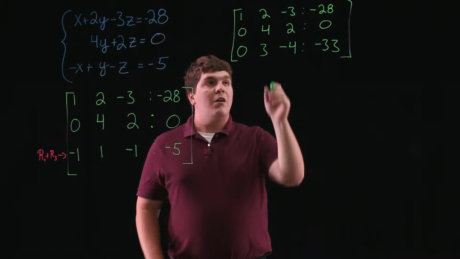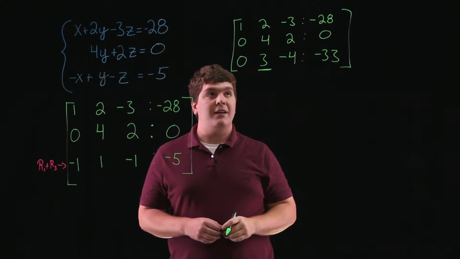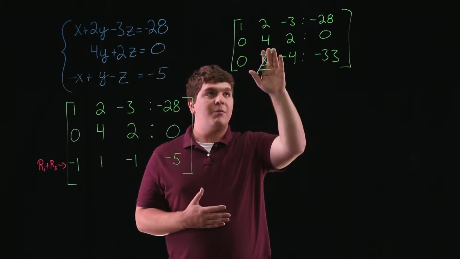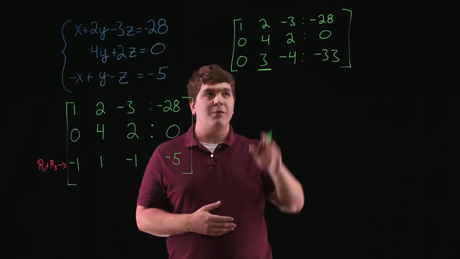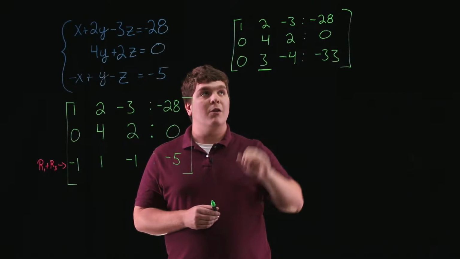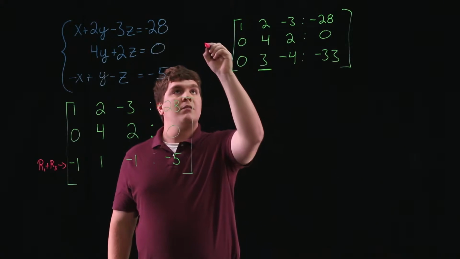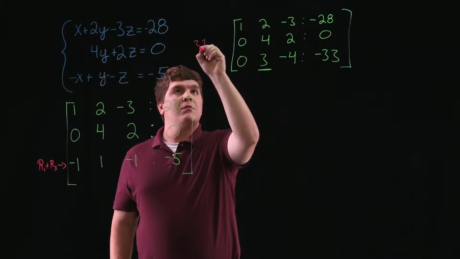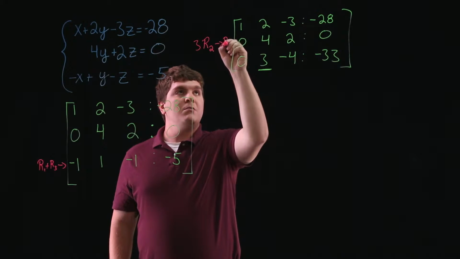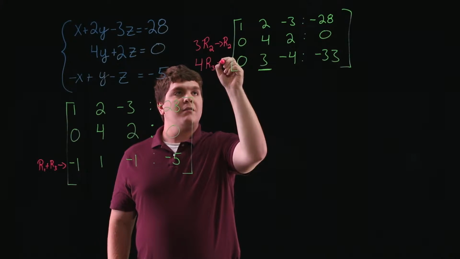So next, our goal is to try to get a 0 in the third row and the second column. Since we can't multiply 4 by an integer to get 3, or multiply 3 by an integer to get 4, let's multiply the second row by 3 and multiply the third row by 4. So we'll go 3 times row 2 into row 2, and 4 times row 3 into row 3.